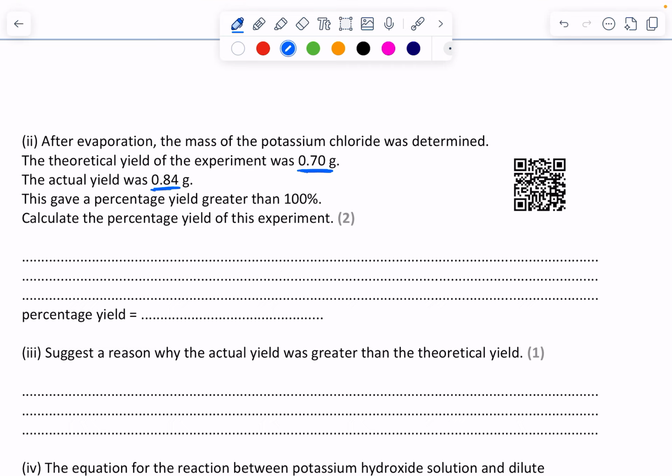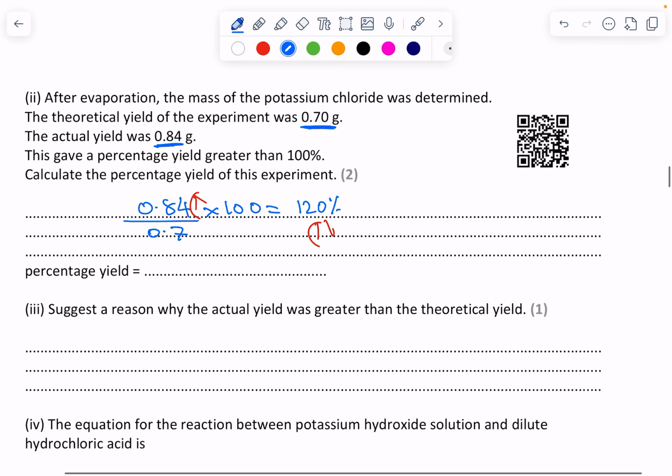But it wants us to calculate the percentage yield to show it's greater than 100%. So all we've got to do here is 0.84 divided by the 0.7. So this is what we got divided by what we could have got, times by 100. Let me just start on my calculator. So 0.84 divided by 0.7 times that by 100, and I'm getting 120%. Marks wise, 1 mark for those 2 bits. I suggest why it's more.